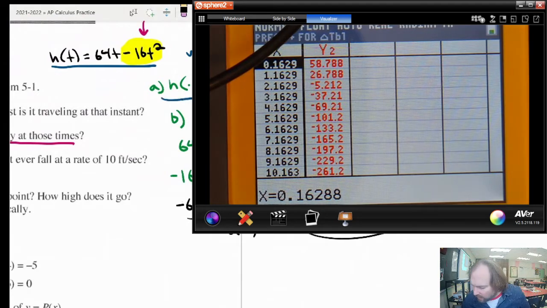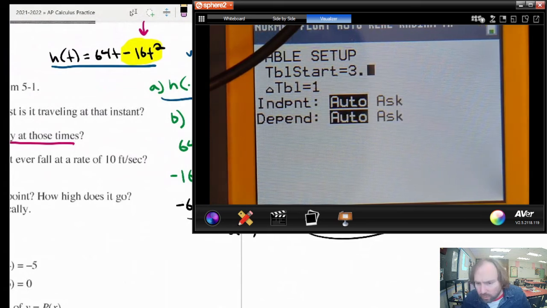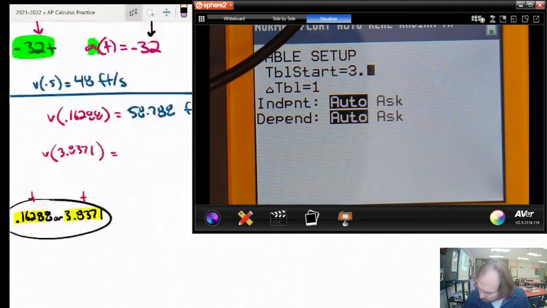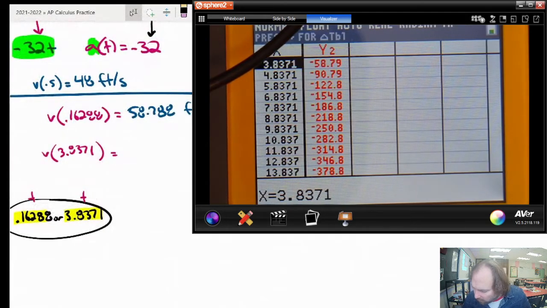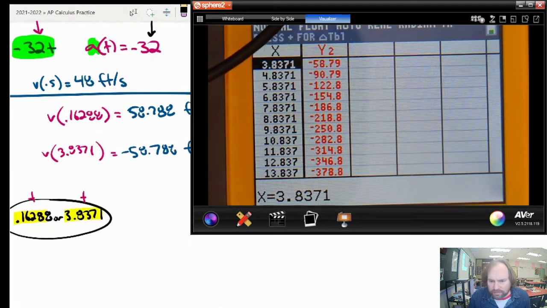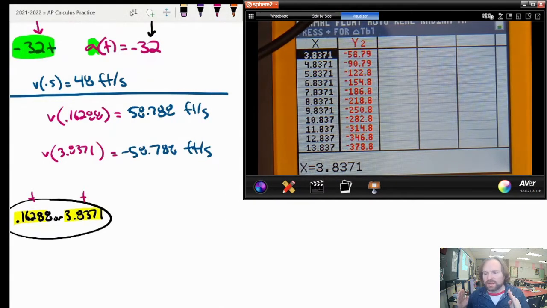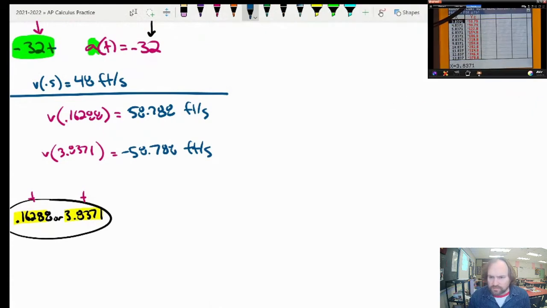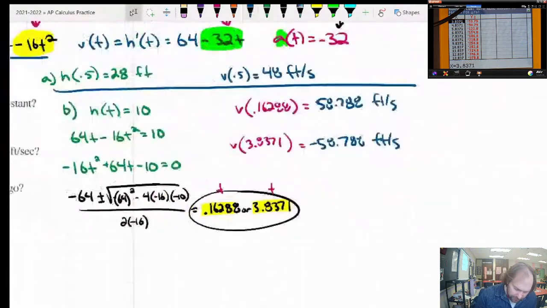And then the velocity of the other number, 3.8371, is, I believe, negative 58.788, which kind of makes sense because at those times, if you're thinking about this like a parabola, the curvature of the parabola will be the same, just one's positive and one's negative. So that kind of makes sense if you think about it a little bit. Okay, kind of boxing out my answers here. There's my answer for B.